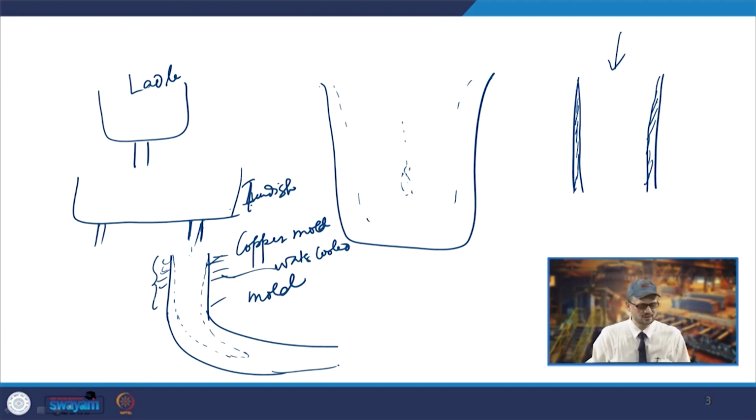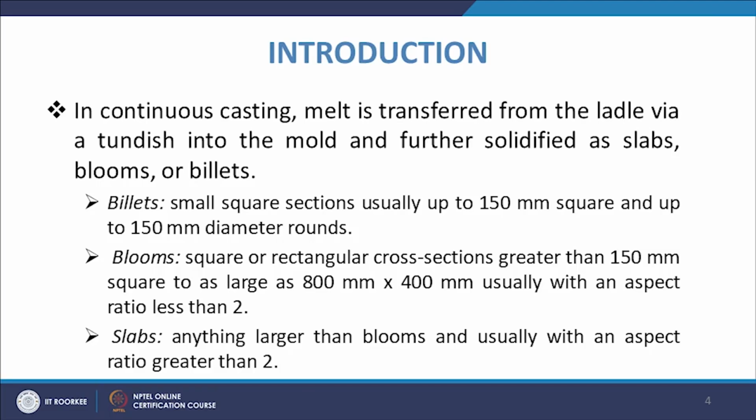This water cooled copper mold is known as the primary cooling zone of the continuous casting unit, and then you have the secondary cooling zones. The steel is not completely solidified here, only some part is solidified, so it is further solidified by water sprays. This is normally the schematic of a continuous casting process, and in this way it will be solidified as slabs, blooms or billets. Whatever you are getting, the end product is either a slab, a bloom or a billet.